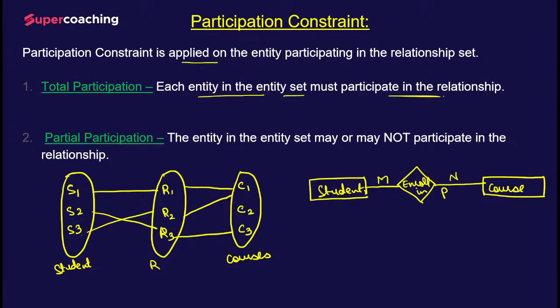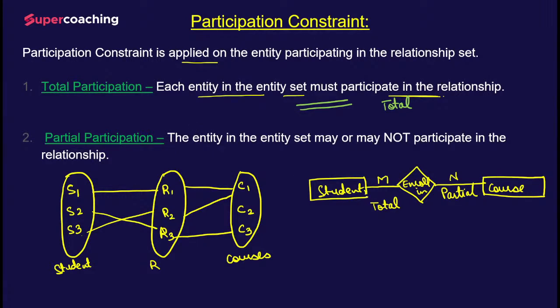So we can say that from the course side, it's having the partial participation, and on the student side, it is having the total participation. Sometimes total participation is represented by a double line. So this is the representation for total participation, and for simply the participation, a single line is there.